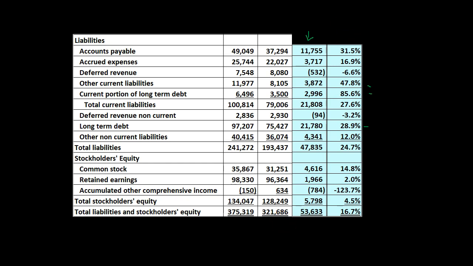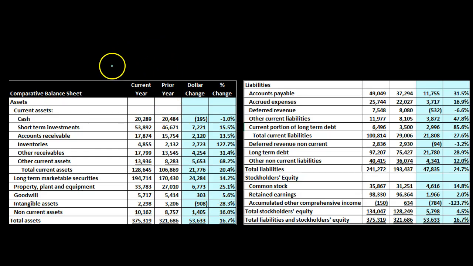And that's what you want to get used to, these types of ratios. And once you do, they're not too bad. So here's just a look at the whole balance sheet. Here's the asset side, and here's the liability side. Here's the current period, the prior period, current period, prior period, the dollar change, and the percentage change.